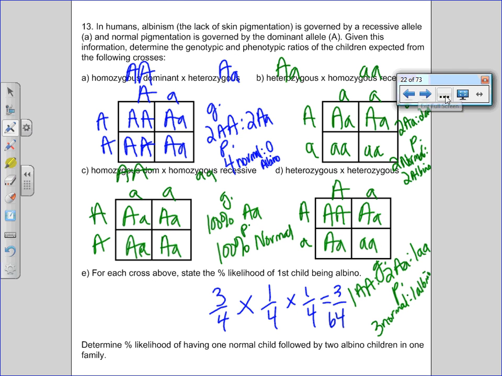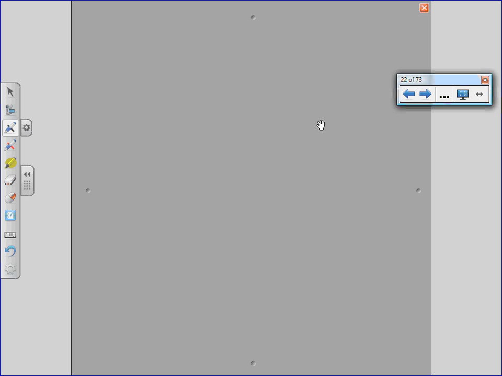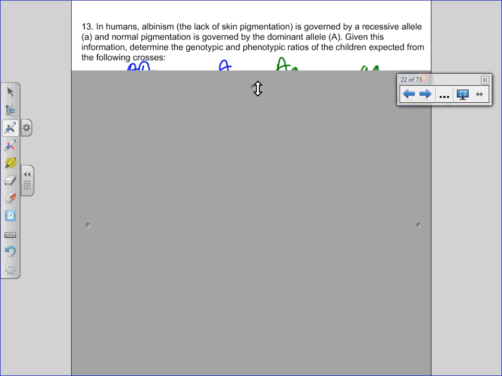Number 13. All right. Again, try and do the question first and then look at the answers. Okay, so in this question, it says, in humans, albinism or lack of skin pigmentation is governed by a recessive allele, little a, and normal pigmentation is governed by the dominant one, big A. Given this information, determine the genotypic and phenotypic ratios of the children expected from the following crosses.